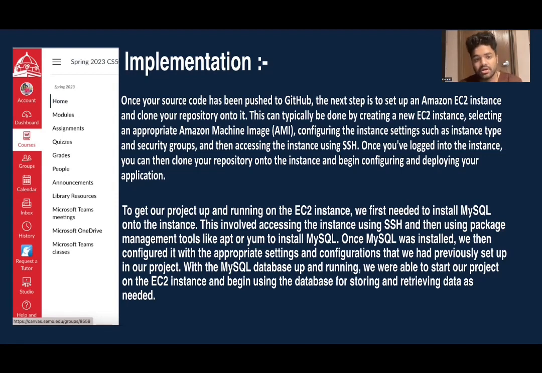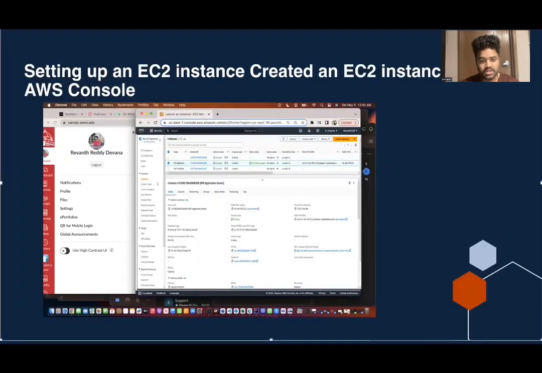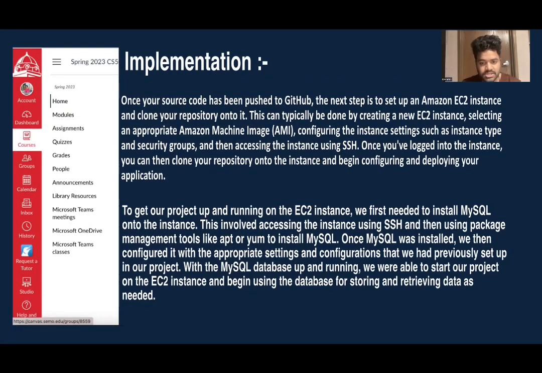Once you are logged into the instance, you can clone your repository and begin configuring and deploying your application. To get our project up and running on the EC2 instance, we first need to install MySQL. This involved accessing the instance using SSH and using package management tools like apt or yum to install MySQL. Once installed, we configured it with the settings we had previously set up in our project. With the MySQL database up and running, we were able to start our project on the EC2 instance, using the database for storing and retrieving data as needed.